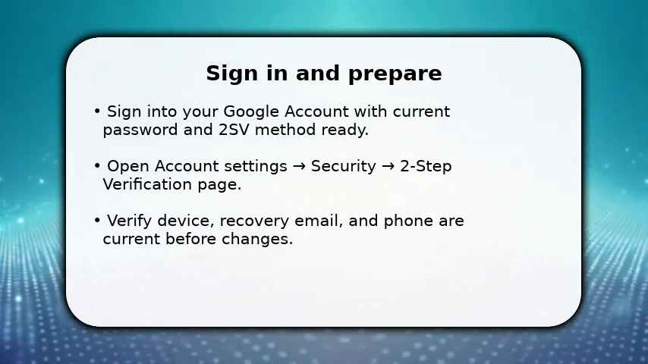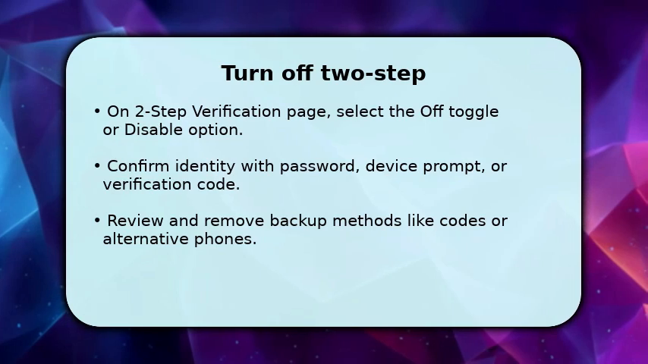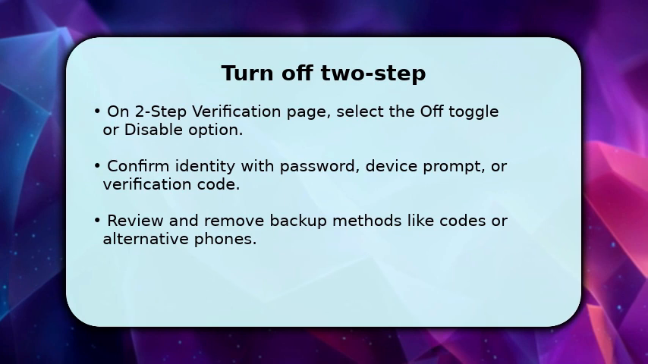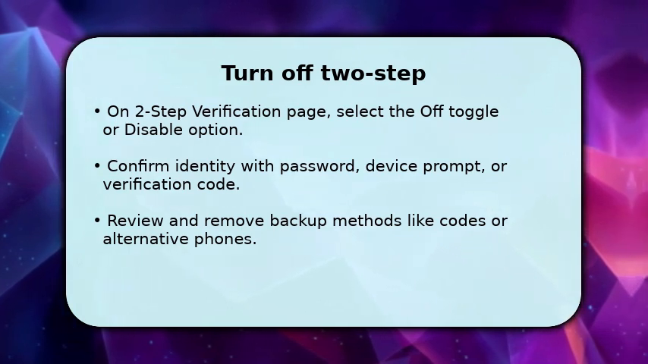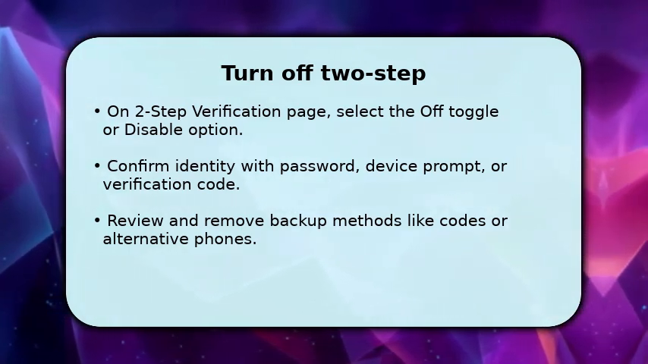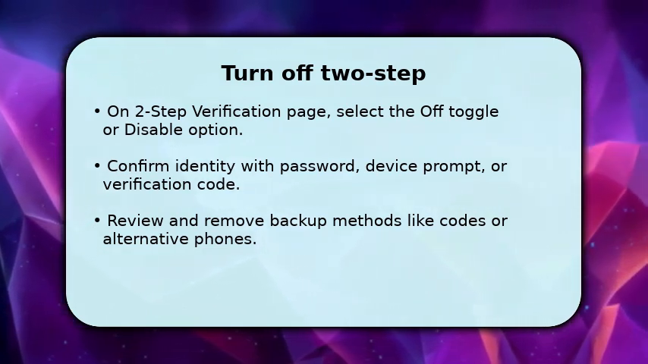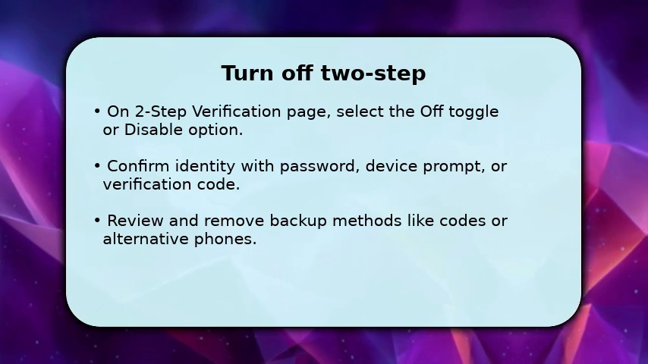On the two-step verification page, locate the Toggle or Disable button and click it. Google will ask you to confirm your identity. Enter your password and respond to the device prompt or enter the verification code sent to your phone. Once confirmed, the system will turn off the second factor.